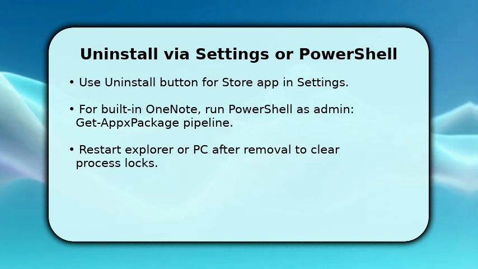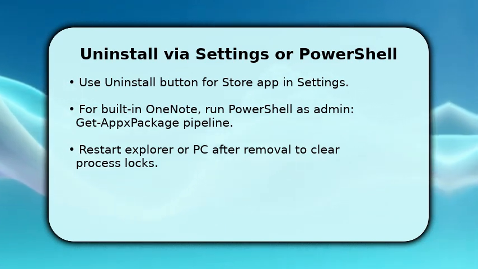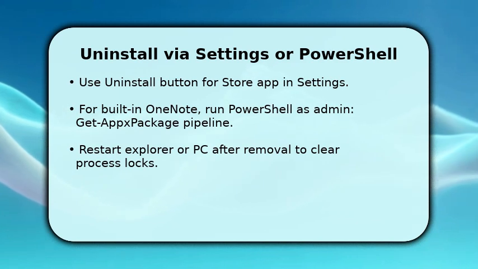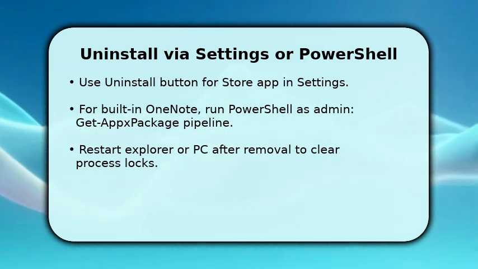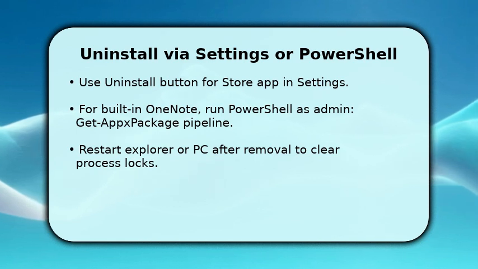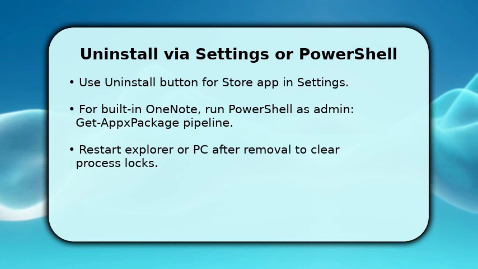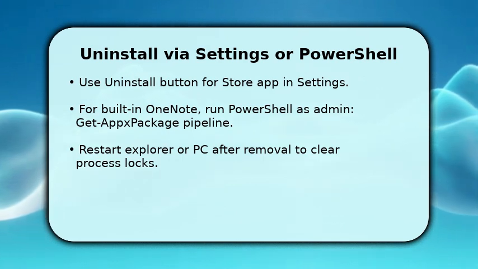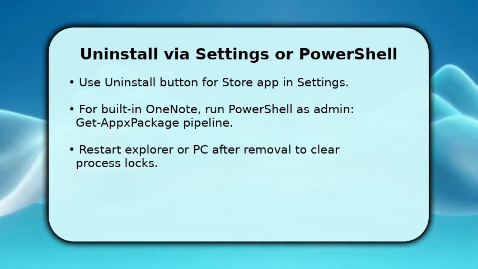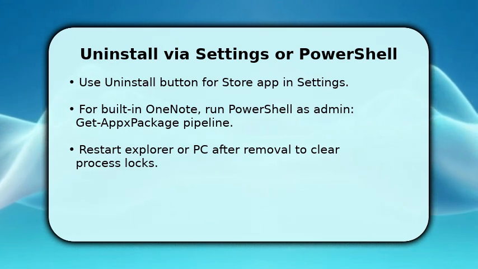For the built-in OneNote, open PowerShell as admin and run Get-AppxPackage with the name Microsoft.Office.OneNote or similar, then remove with Remove-AppxPackage. This targets the packaged app. Once the command completes, sign out or restart Explorer to release handles, otherwise remnants may persist. Make sure you're comfortable copying the exact package name to avoid removing the wrong app.